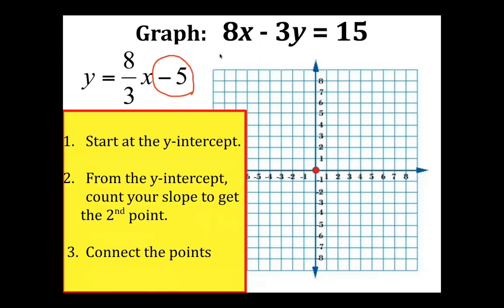negative 5. Plot it on the y-axis. Then go ahead and look at your slope, which is positive 8/3. And now from your y-intercept, count 8 over 3 with rise over run. So 8 is your vertical change, rise 8 units, and then run 3 units for your horizontal change. Then go ahead and plot your other point, then connect the points, and there is your line.